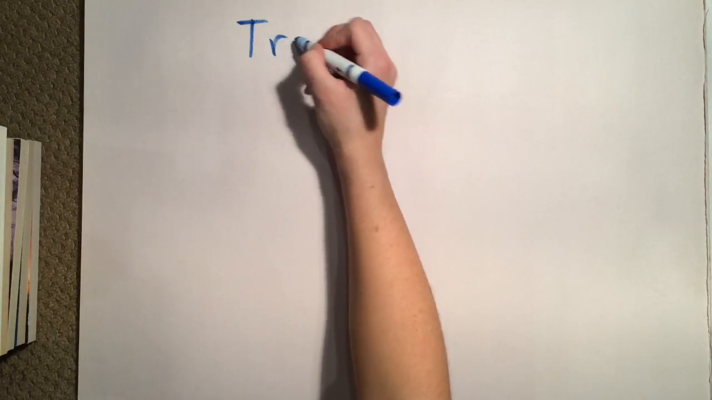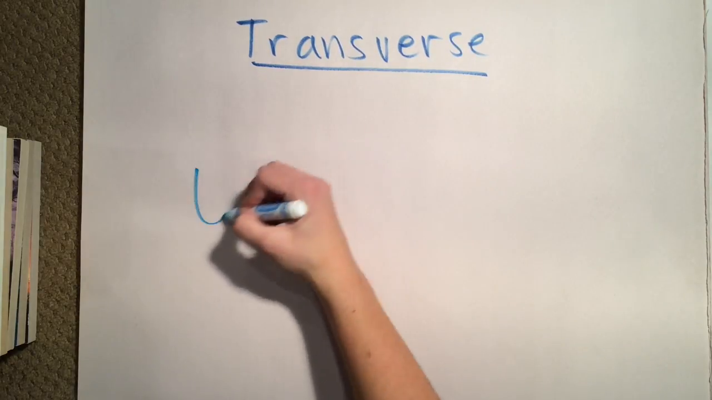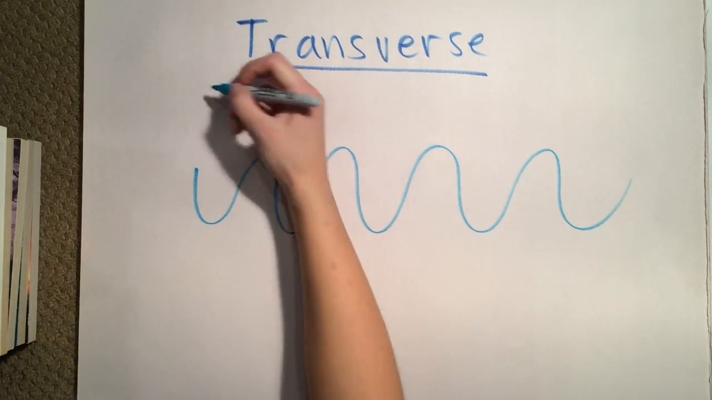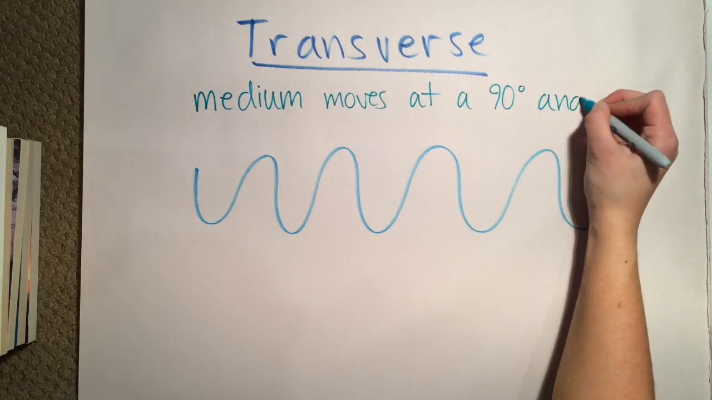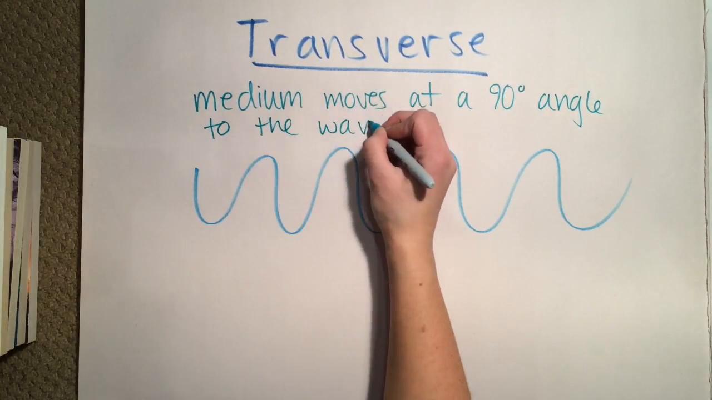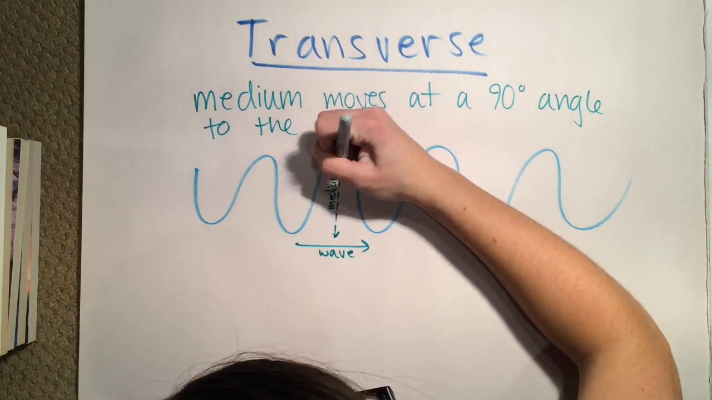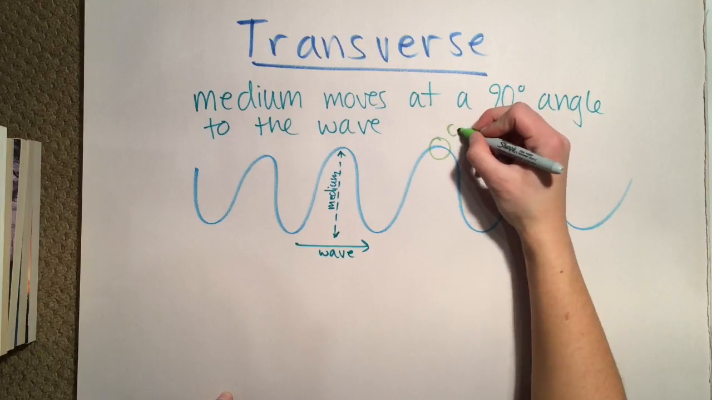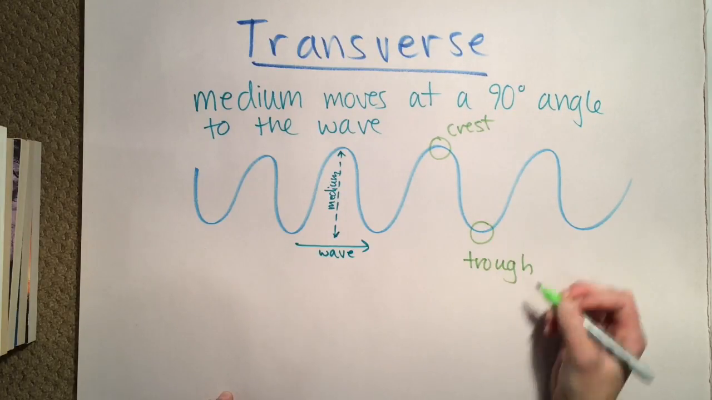Now that we've talked about longitudinal waves, let's move on to transverse waves. A transverse wave is usually drawn like this, and in a transverse wave, the medium moves at a 90-degree angle to the wave. So here, the wave is moving towards the right, but the medium would be moving up and down. A transverse wave has a crest, which is the highest point of the wave, and a trough, which is the lowest point of the wave.